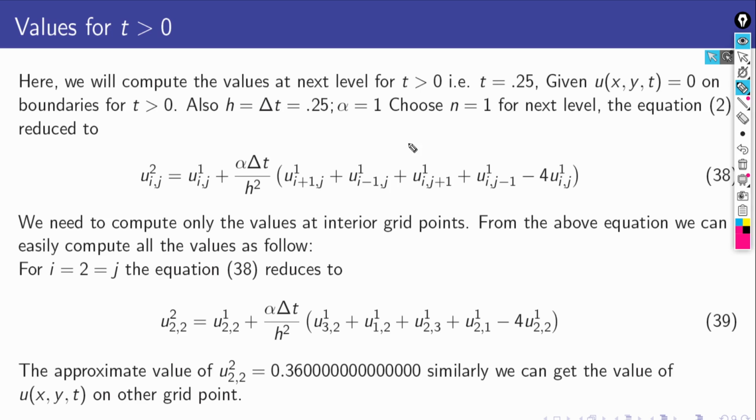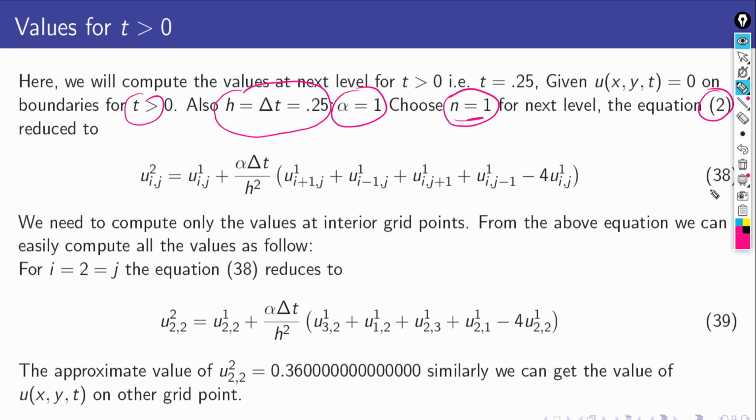Okay, so now for that, when t is greater than 0, we are choosing h equal to delta t, which is 0.25, alpha equal to 1, and the index for this level is n equal to 1. We have to choose this to get to the next level. So the equation will be reduced to this form when n equal to 1.